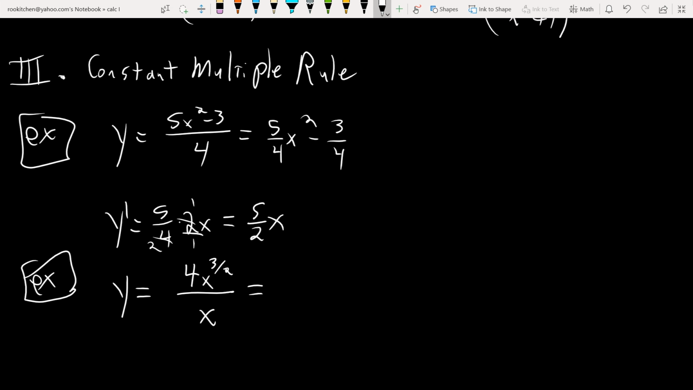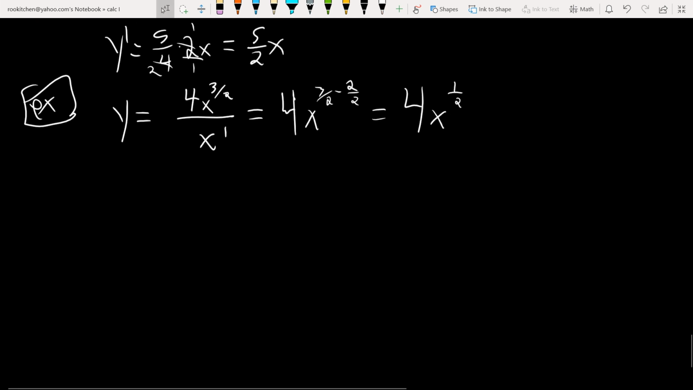Okay, so here you're going to simplify it by subtracting exponents. So you end up with 4x to the 3/2 minus the exponent from the bottom, which in this case is just 1, which is the same as 2 over 2. So I have 4x to the 3/2 minus 2/2 is 1/2. Okay. We'll look at it.